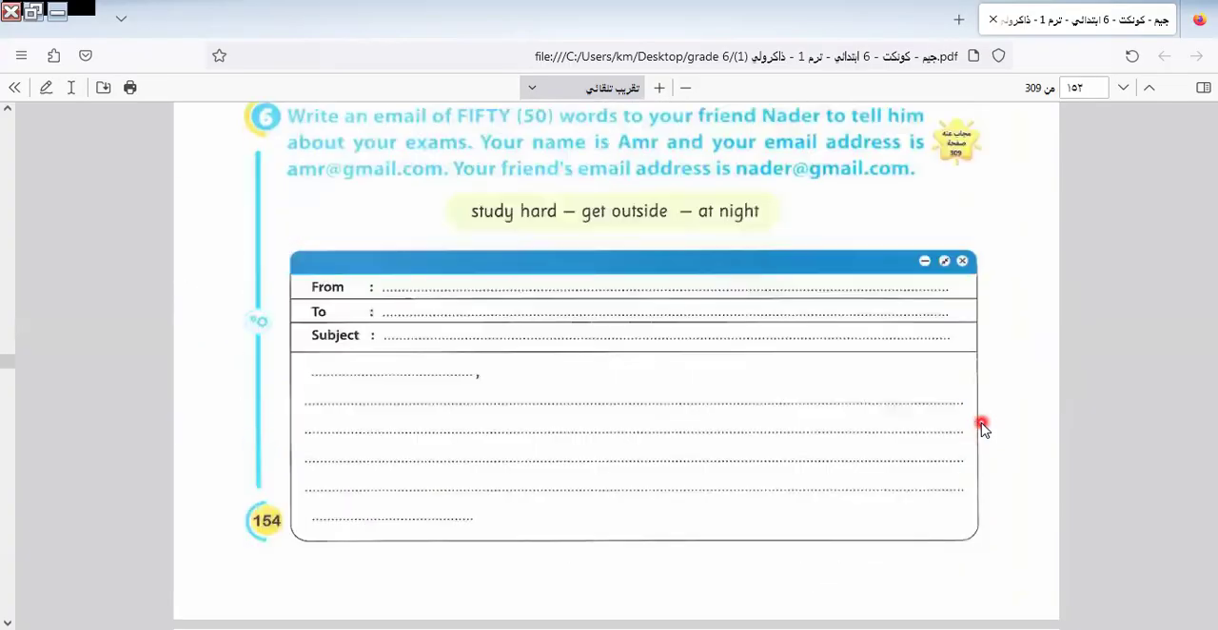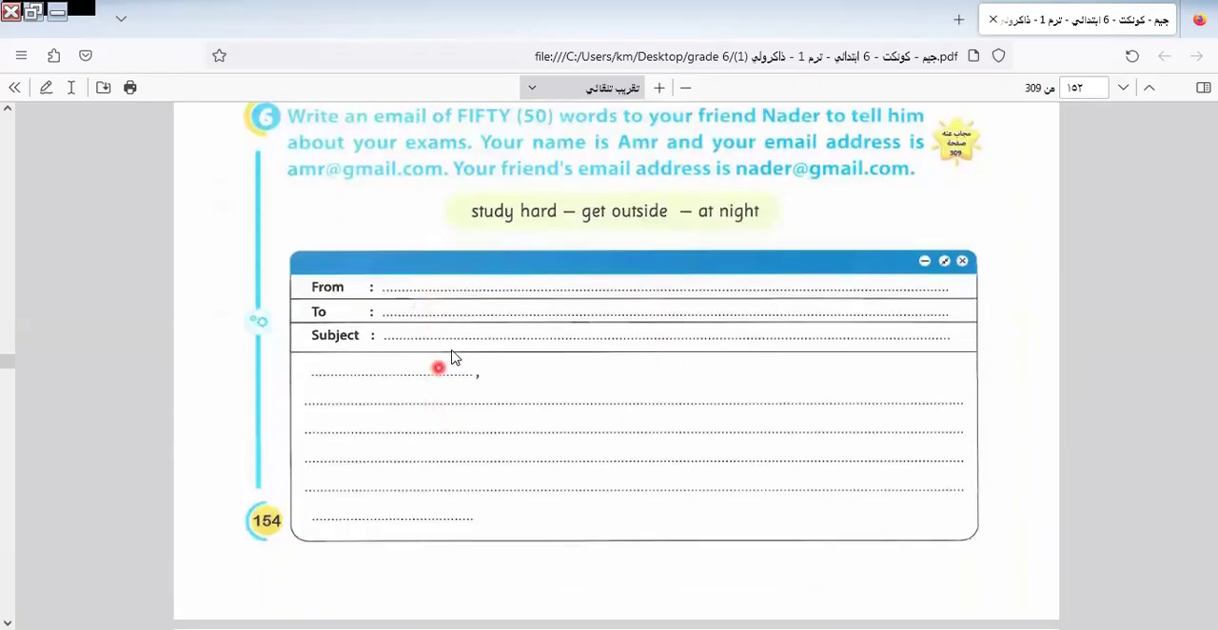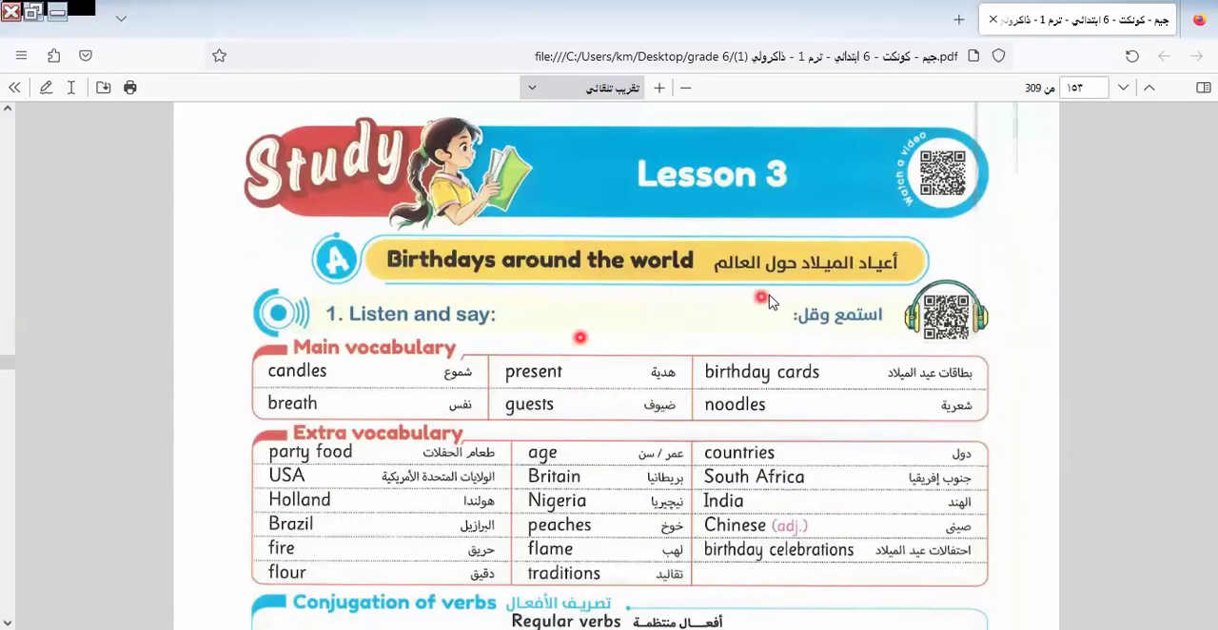Let's go to lesson 3 today. Last class, I told you how to write an email. If you want to know more about this topic, I made a video about how to write a paragraph and an email in a separate video. You can return to the video and write what I told you in it.